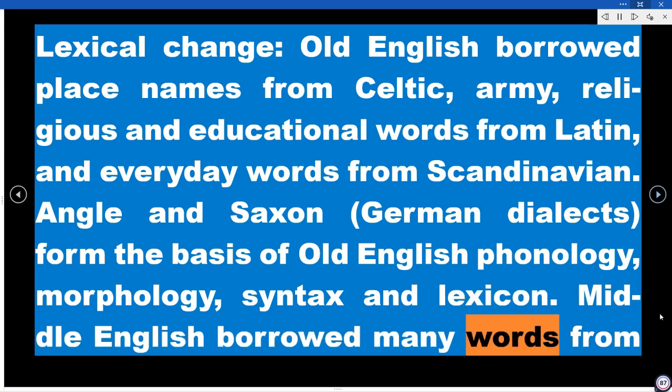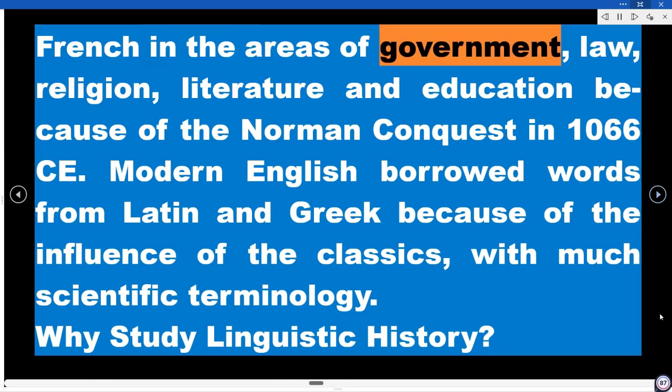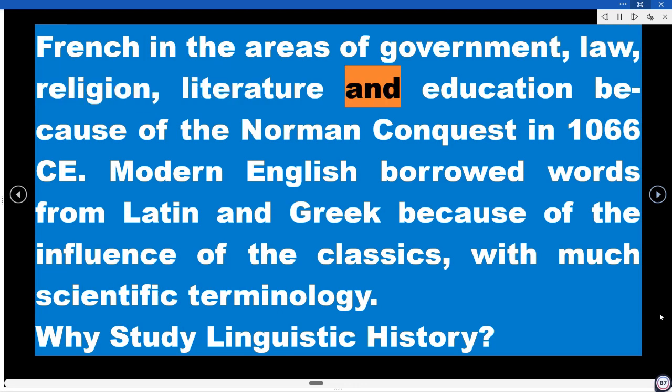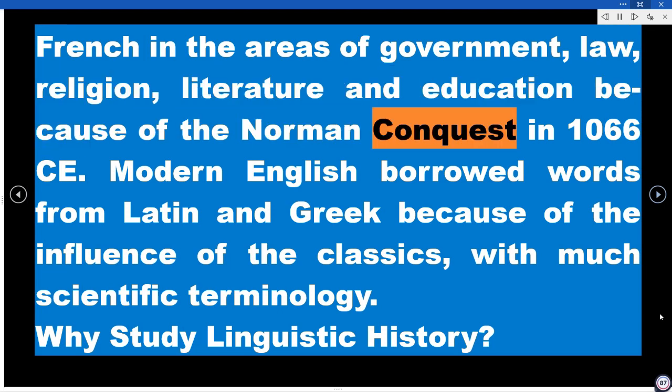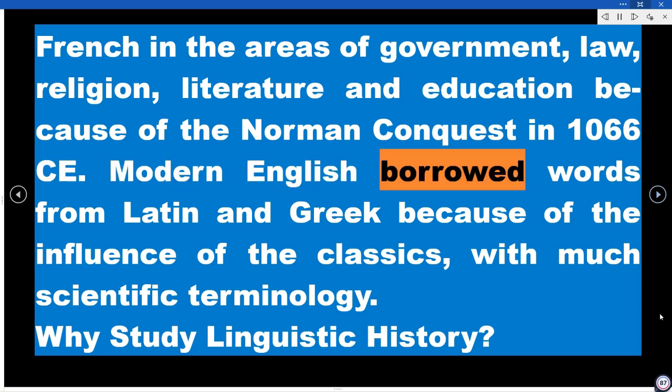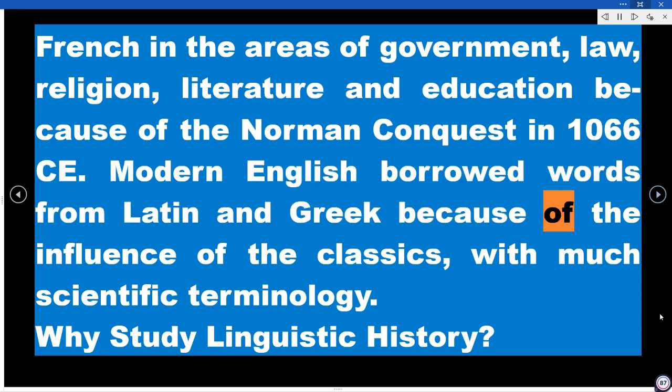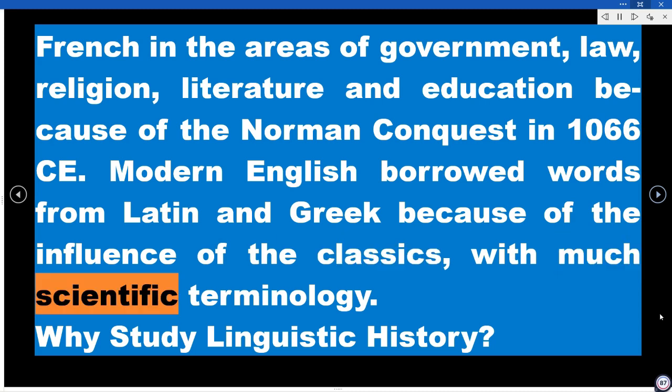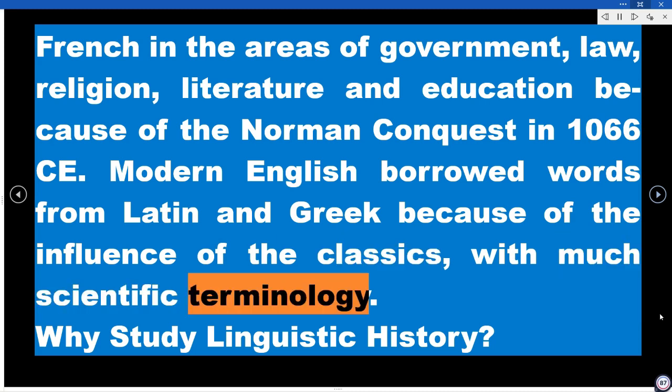Middle English borrowed many words from French in the areas of government, law, religion, literature, and education because of the Norman conquest in 1066 CE. Modern English borrowed words from Latin and Greek because of the influence of the classics, with much scientific terminology.